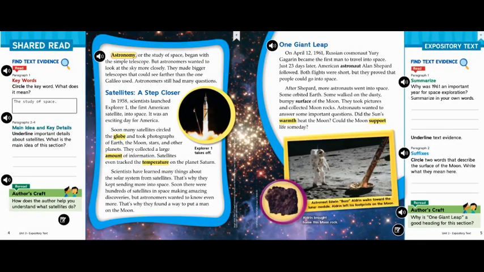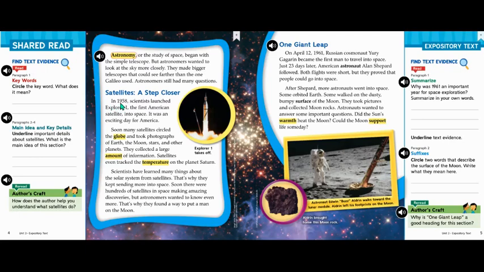Our next question will be about paragraphs 2 through 4. So paragraphs 2, 3, and 4. This one will be focusing on main idea and key details. It says, underline important details about satellites. What is the main idea of this section? So let's do some rereading and underline those details.